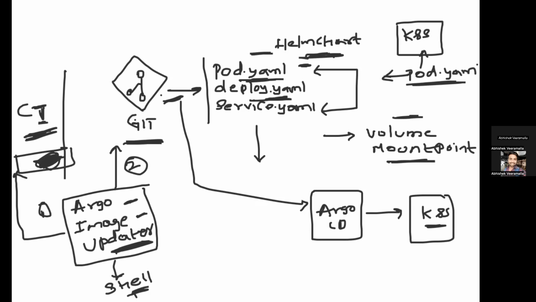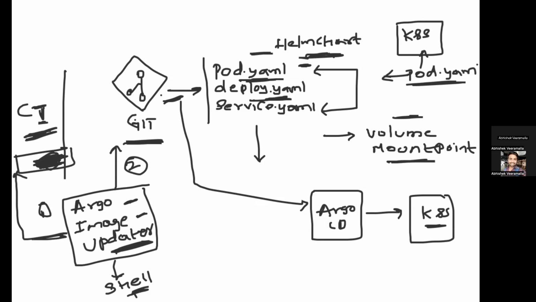What Argo Image Updater can do is monitor the container registry, and whenever there is a new image in the container registry, it will simply go to the Git repository. This is the application manifest Git repository where you have your pod.yaml, deploy.yaml, and Helm charts.